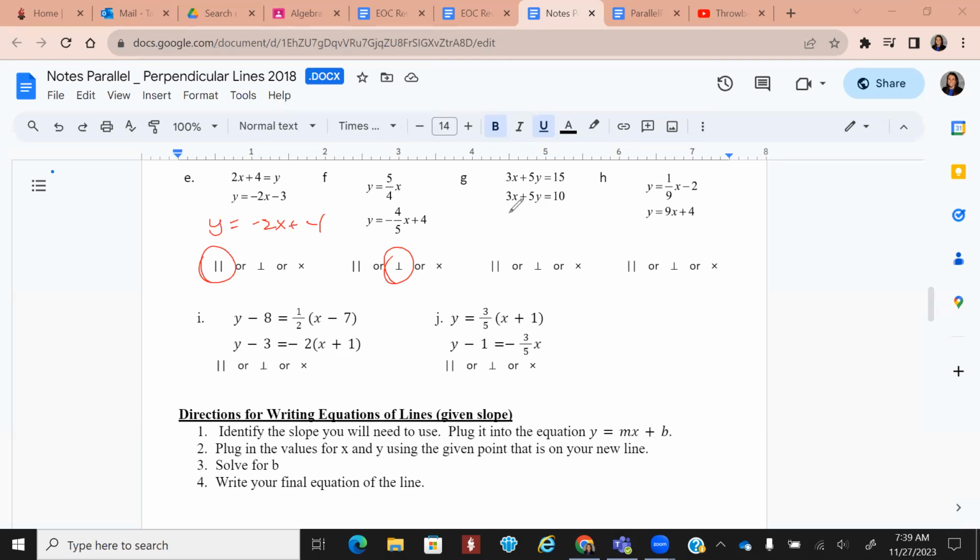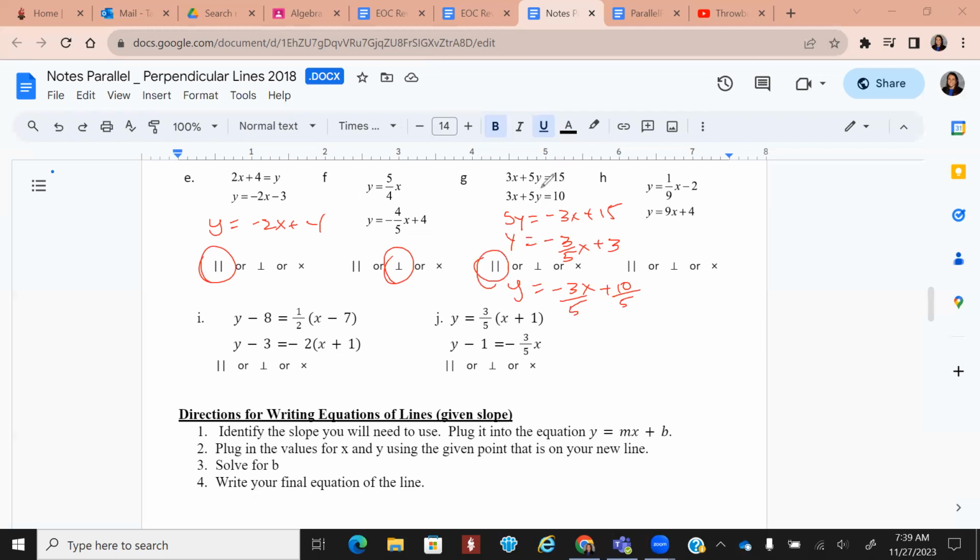So this would give me, for the first one, 5y equals negative 3x plus 15. I would divide by 5, so y equals negative 3/5 x plus 3. On that next one, I would get y equals negative 3x divided by 5 plus 10 divided by 5, which would be 2. These have the same slope, so they're parallel.